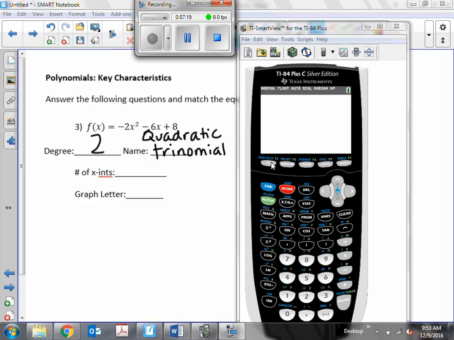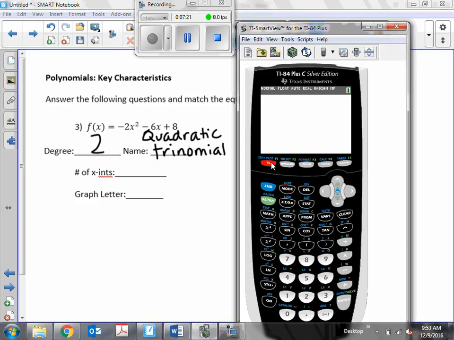Now we need to graph it in order to determine the x-intercepts and which graph it matches with. So I go to y equals, and I enter in my polynomial. So I would have a negative 2x squared minus 6x plus 8. And then I would push graph.